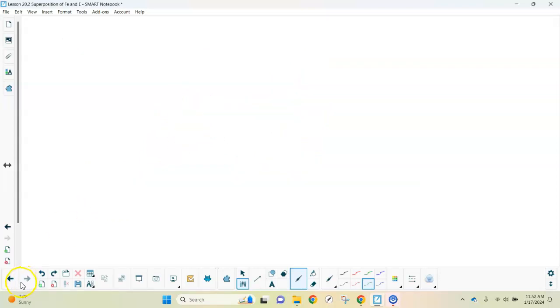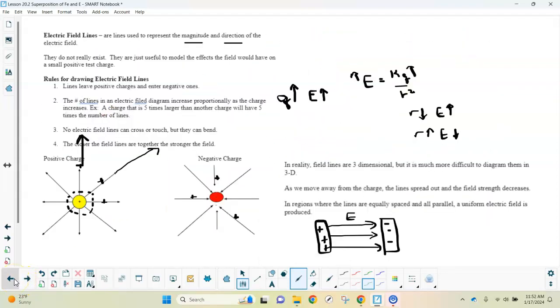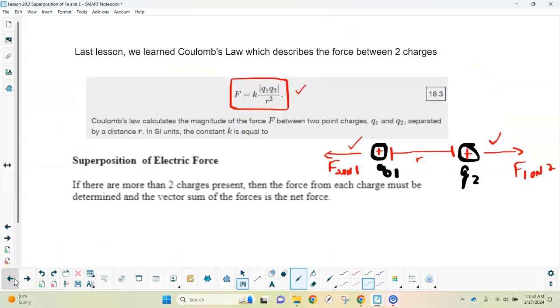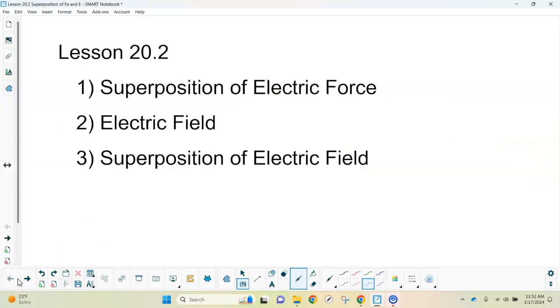Okay, so that's it for electric force, electric field, and superposition of those ideas. So hopefully that made sense, and you can practice and ask some questions and answer questions if you need.